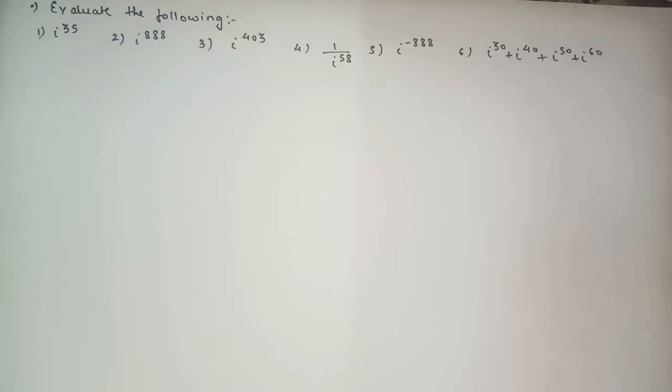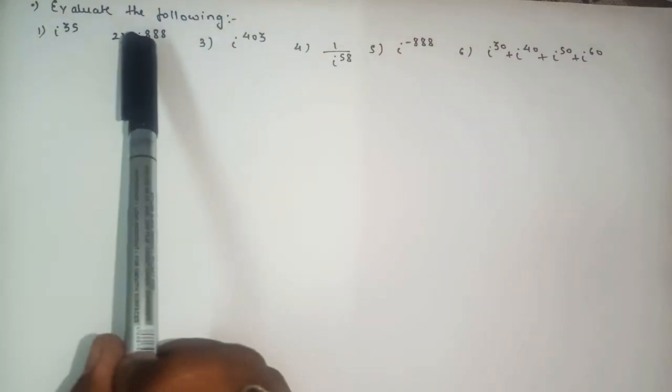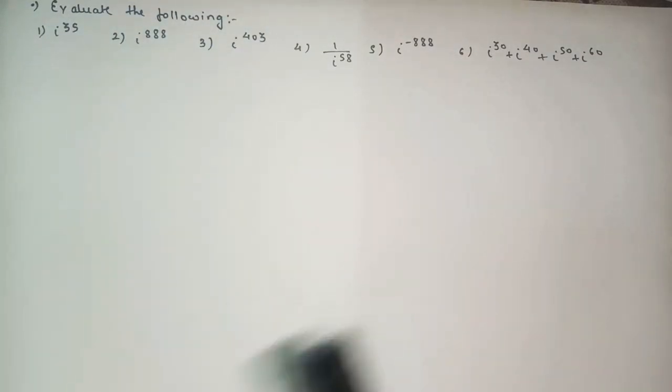And as I told, for each and every number the divisor will be same, whether it is 35, 888, 403, the divisor you will take fixed, the divisor will be 4. So with respect to 4 you have to divide each and every number, as I had explained all this in the last video lecture. So let's take a few examples from the exercise.